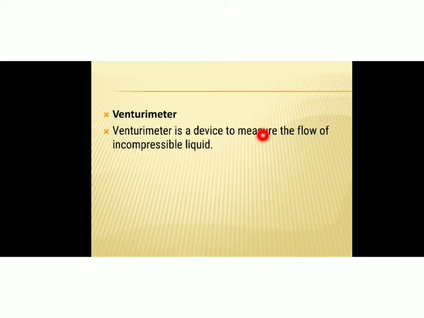Venturimeter. Venturimeter is a device which is used to measure the flow of incompressible liquid. So it helps us to measure the flow of a liquid. It is based on Bernoulli's theorem. How we can apply Bernoulli's principle in the working of this venturimeter, we can discuss all those things in the coming sessions.